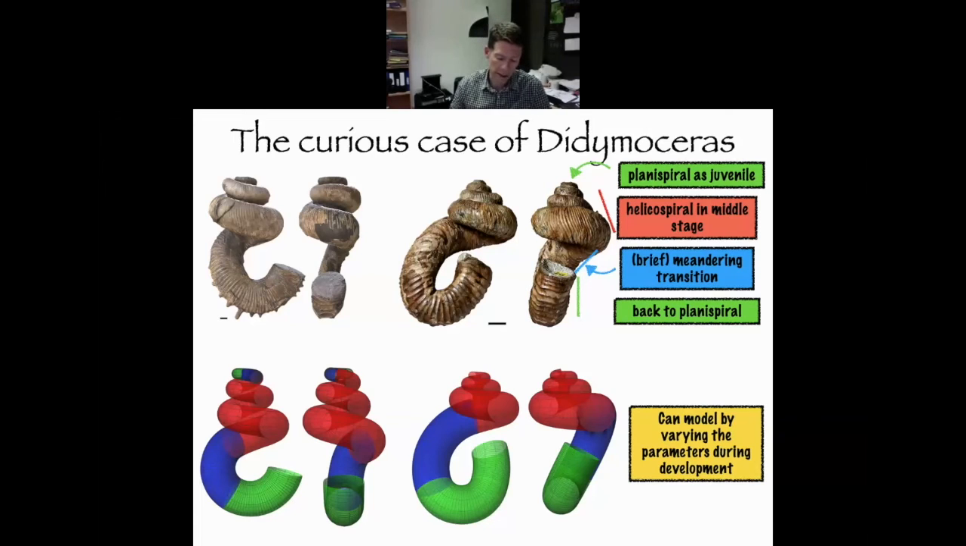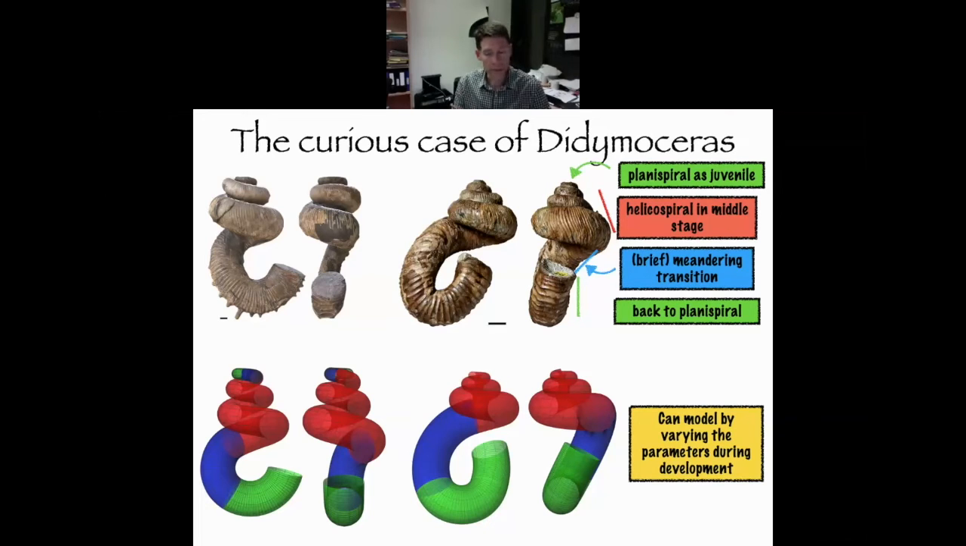If those parameters are changing during development, then at different points, meandering might be favorable and helicospiral might be favorable. So there's a consistent idea there that I can produce this shape via varying parameters during development. In particular, you notice that if you looked at those morphospaces I was creating, the blue was always living in between the red and the green.